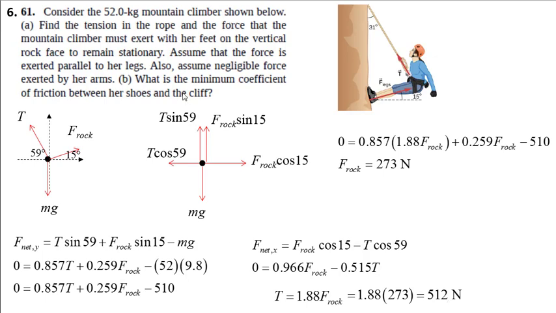So I would say the tension is 512 newtons. The force that the rock exerts on the woman is 273 newtons. That means that the force that she exerts with her legs on the rock is also 273 newtons.